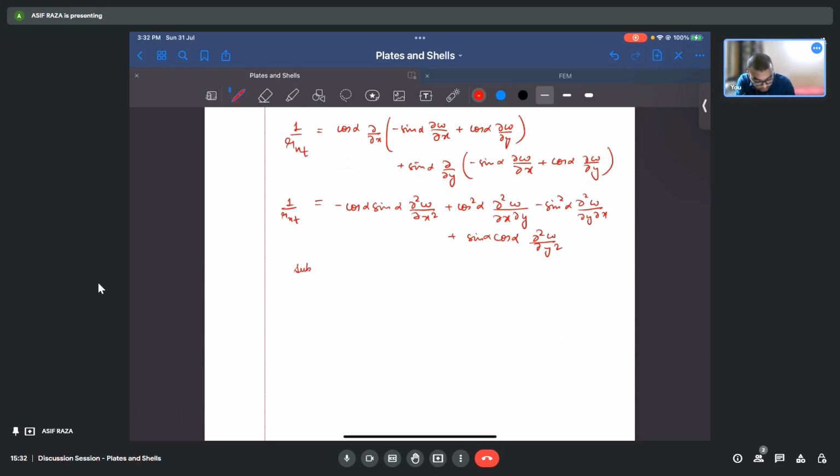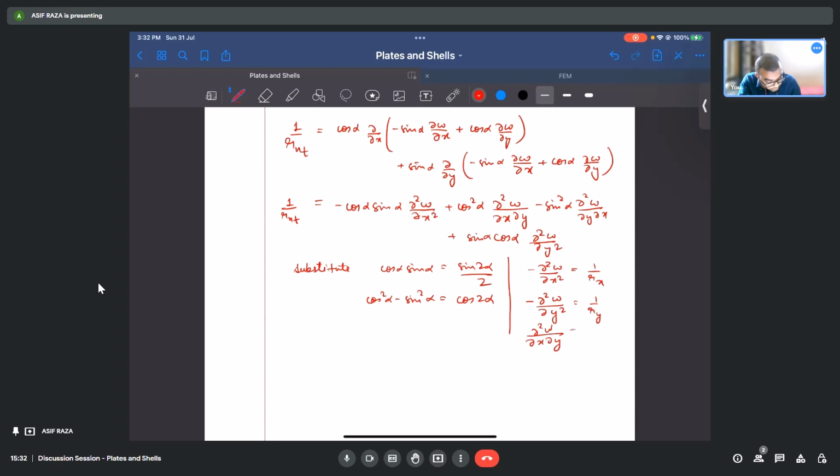So substitute trigonometric identities: cos α sin α equal to sin 2α by 2, cos²α minus sin²α as cos 2α, and −∂²w/∂x² is equal to 1/rx, −∂²w/∂y² as 1/ry, and ∂²w/∂x∂y is equal to ∂²w/∂y∂x is equal to 1/rxy.